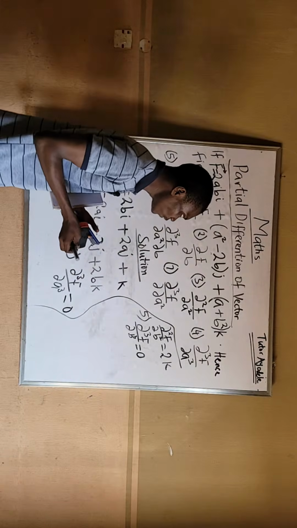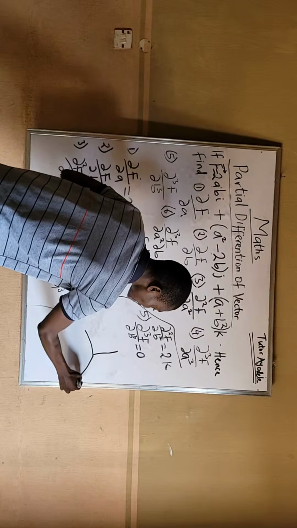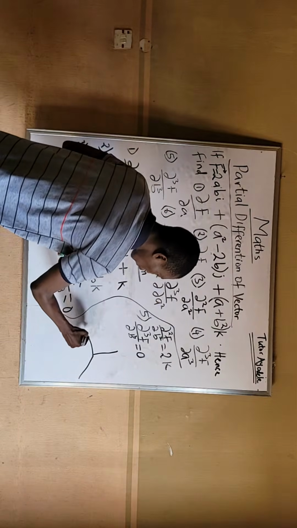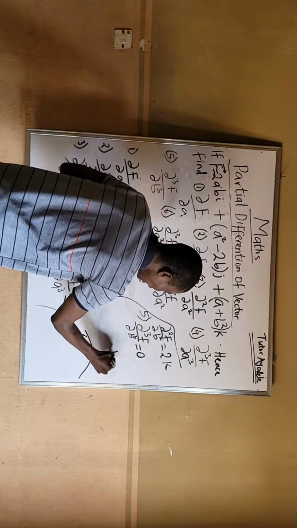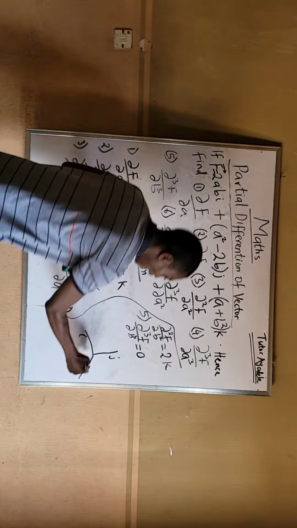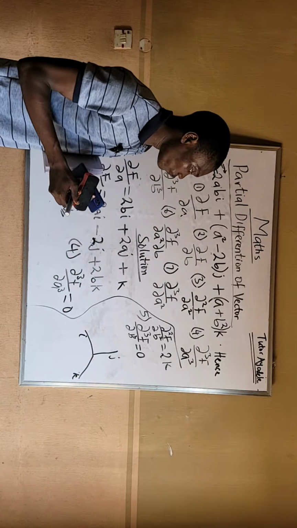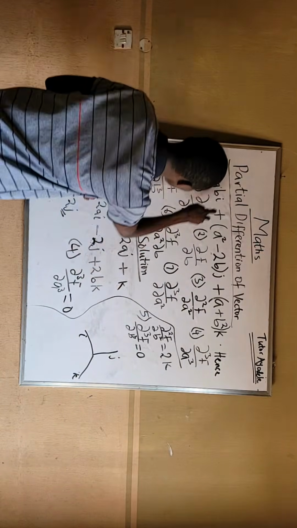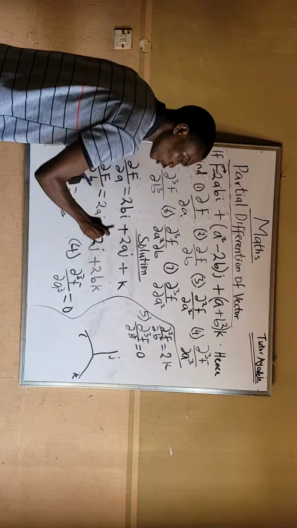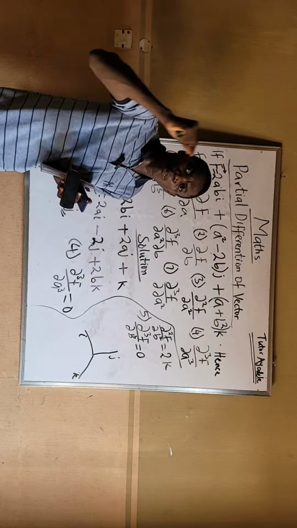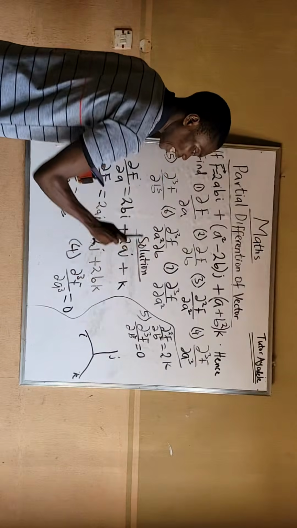In physics, you might have been taught that we have the x-axis, y-axis, and z-axis. Your i is in the direction of the x-axis, your j is in the direction of the y-axis, and your k is in the direction of what? The z-axis. That is what this i, j, and k represent there, because it is a vector. We're told that a vector has both magnitude and direction. So that is to identify the direction.